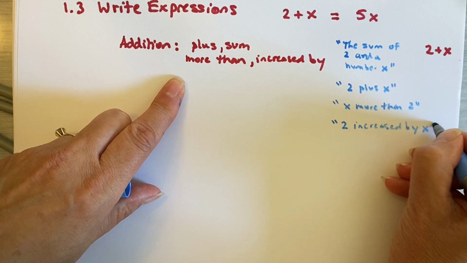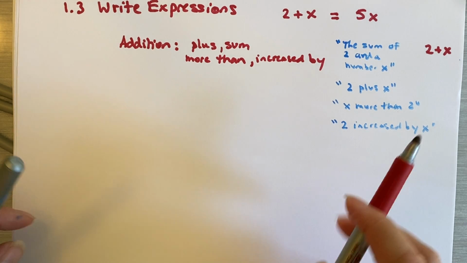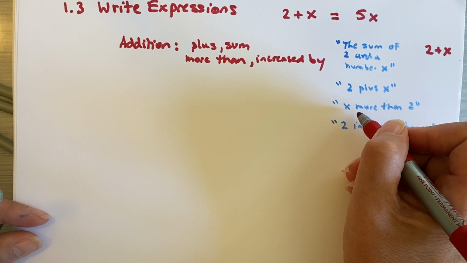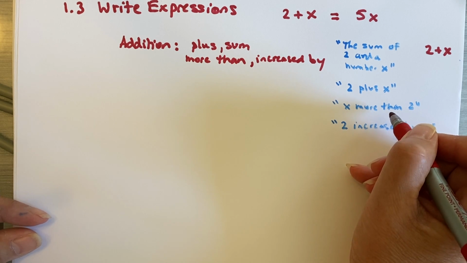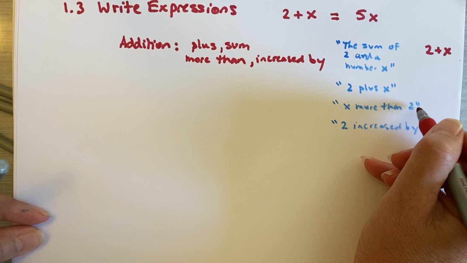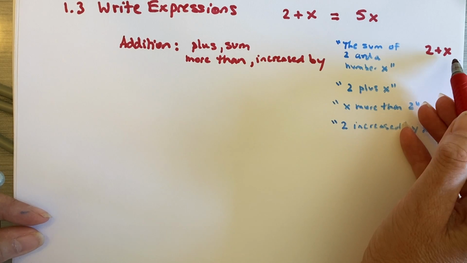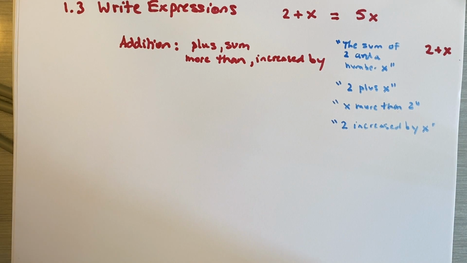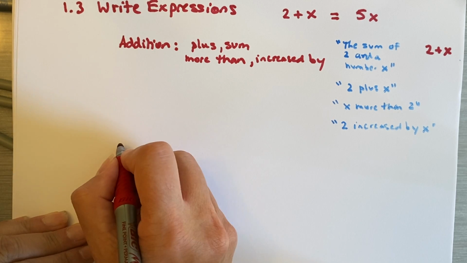Okay, it is important to know this because say you have a word problem and it says Jenny had 6 more dolls than the 2 that Mary had. So you're doing 2 plus 6. So it's important to keep all of these words in mind and to spot them when you have a word problem. All right, let's look at subtraction words.